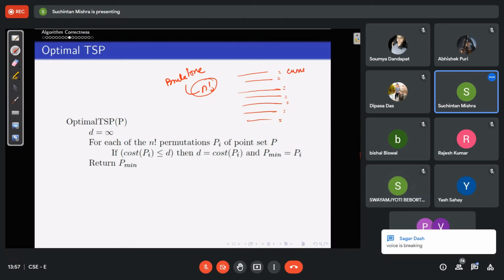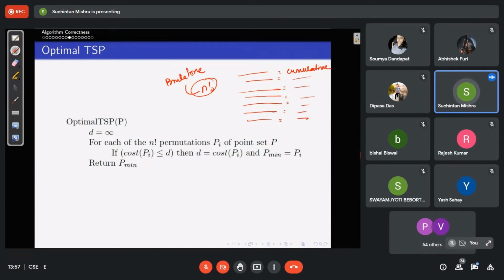Yes, you will find the cumulative distances. You will compare the cumulative distances in each case. And whichever is the minimum distance, that you will return. But this will take a lot of time when n is very large. So yes, this is the optimal algorithm, but this is not always implementable.